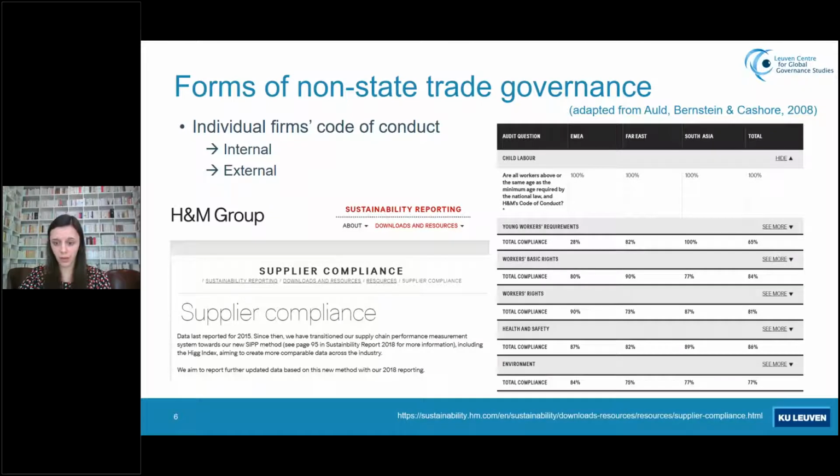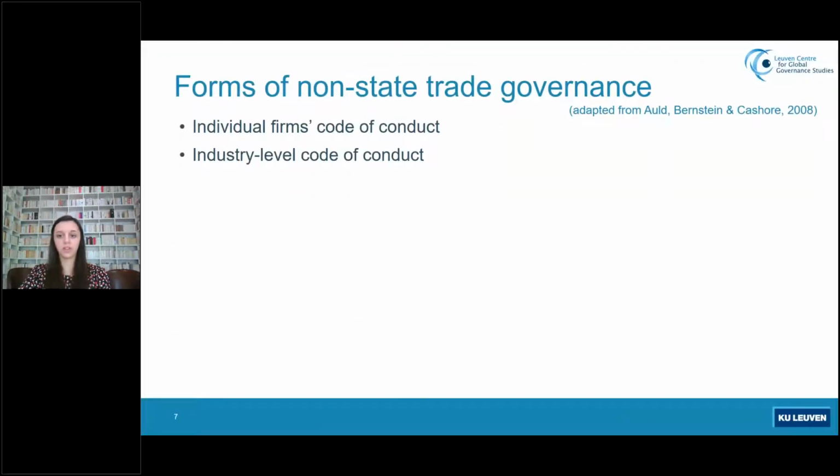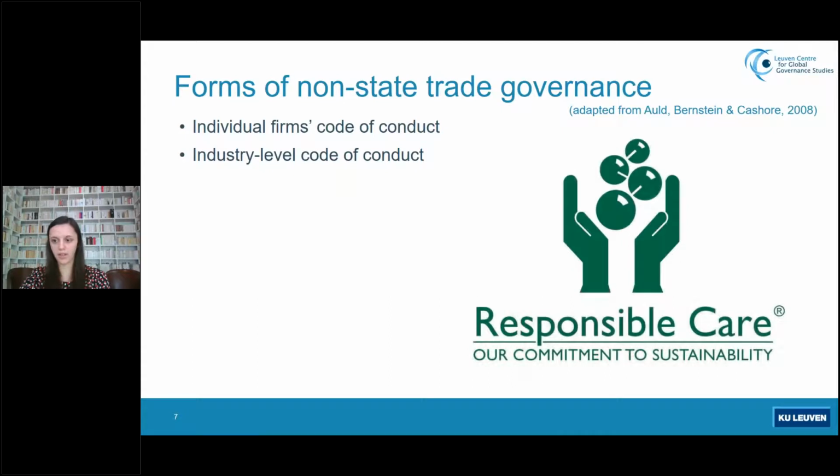And then you have another form of non-state governance mechanisms, which is pretty much the same as individual firms' codes of conduct, but it's at the industry level, so industry-level codes of conduct. So in those cases, a code of conduct with also internal and external requirements is developed, but at the industry level. So it's really a collective effort from firms within the industry to improve their common practices. And one example of that is the Responsible Care Program, which sets commitments in the global chemical industry related to basically the safe management of chemicals.